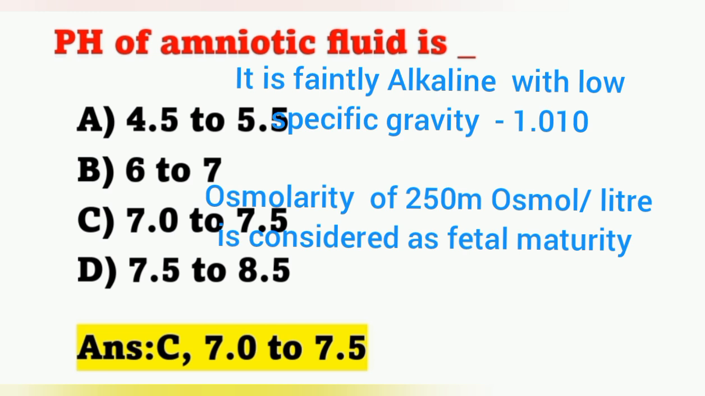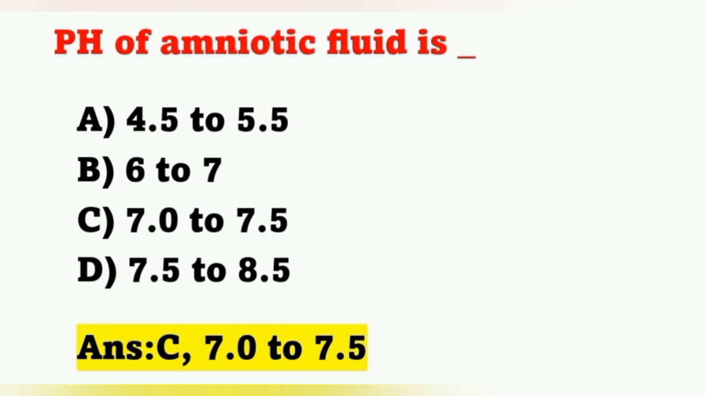Normally, the amniotic fluid is slightly alkaline with a pH of 7 to 7.5, and the specific gravity of amniotic fluid is about 1.010. An osmolarity of amniotic fluid of about 250 milliosmol per liter is considered as fetal maturity. That is, when fetal maturity occurs, the osmolarity of amniotic fluid goes to about 250 milliosmol per liter. Here pH is the question, so the correct answer is 7 to 7.5, option C.